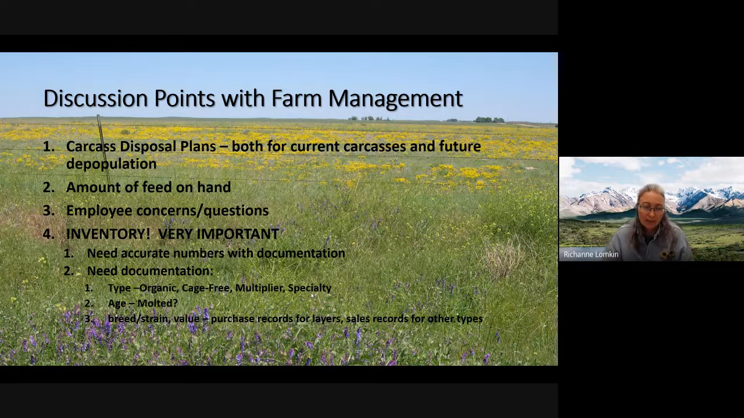The other part of that is, okay, if we're going to come in and depopulate these birds, how much feed are we going to have left that will be considered contaminated that then we need to figure out how we're going to dispose of? So there's two ends of this question about how much feed you have on hand. Do we have enough? Do we have too much? Need to know both of those answers.